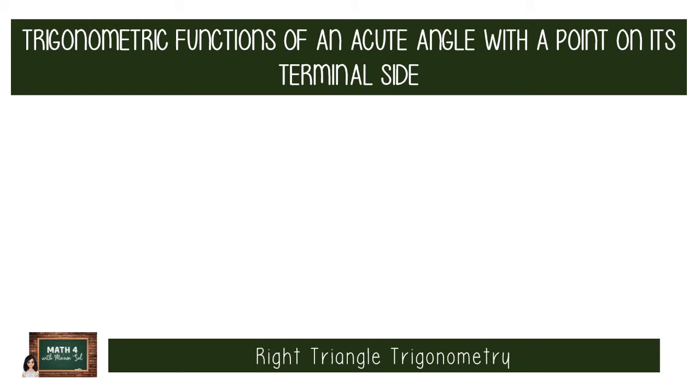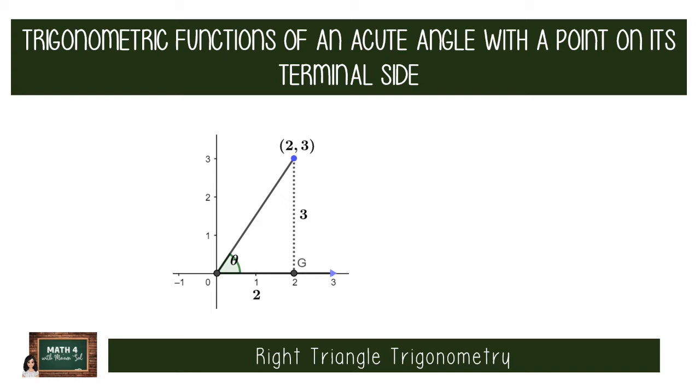Well, previously we learned that the 6 trigonometric function values are ratios of the sides of the right triangle involved. But in this case, where do we determine the right triangle? Let's drop a vertical segment from point (2, 3) to the x-axis. Since that is a vertical segment, we are sure that it's going to be perpendicular to the x-axis. Thus, now we have a right triangle involving angle theta.